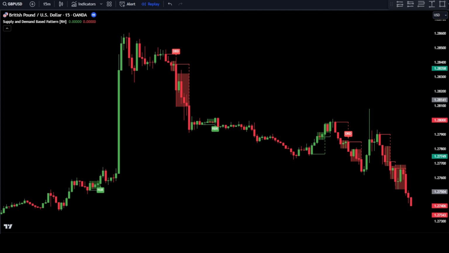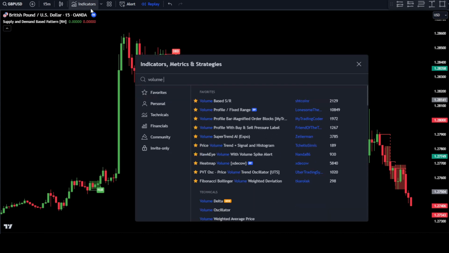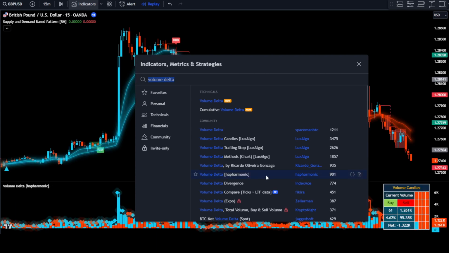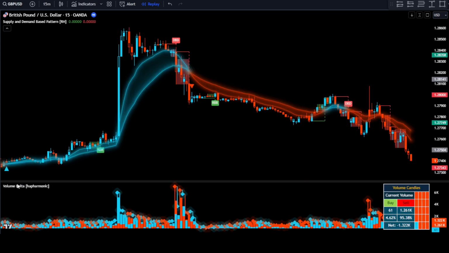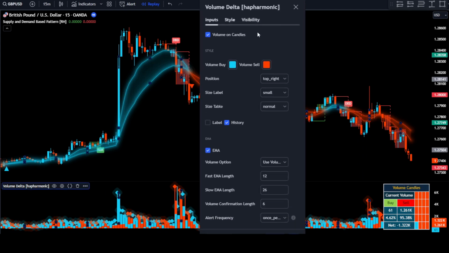Now, let's add one more indicator that will be used as a market trend guide. Go to the Indicator Search tab and then type Volume Delta. Then just select Volume Delta by Hap Harmonic. Next, make a few adjustments to this Volume Delta indicator. Go to the Volume Delta Indicator Settings tab.